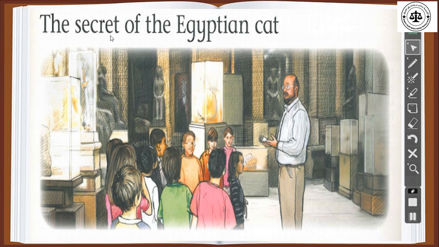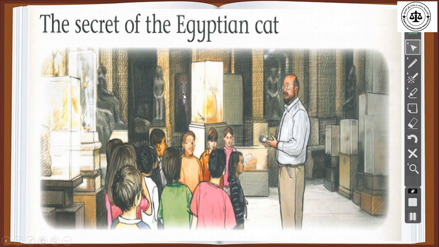Do you know what's the meaning of the secret? Yes, السر of the Egyptian cat. Egyptian is relating to Egypt. So the Egyptian cat means القط المصري. So the story today is the secret of the Egyptian cat. At the end of this story, we will know what's the secret of the Egyptian cat, okay?